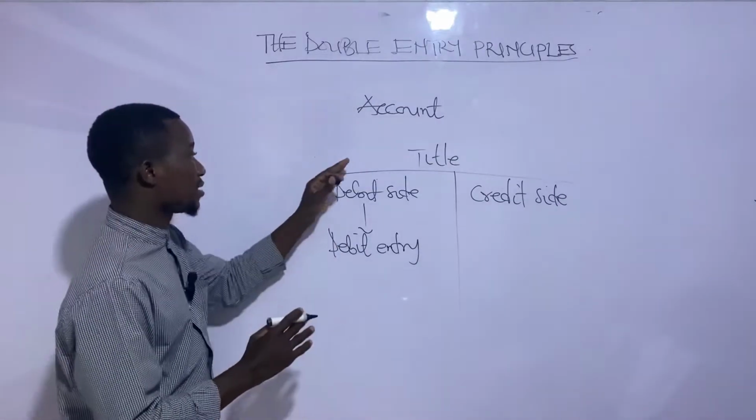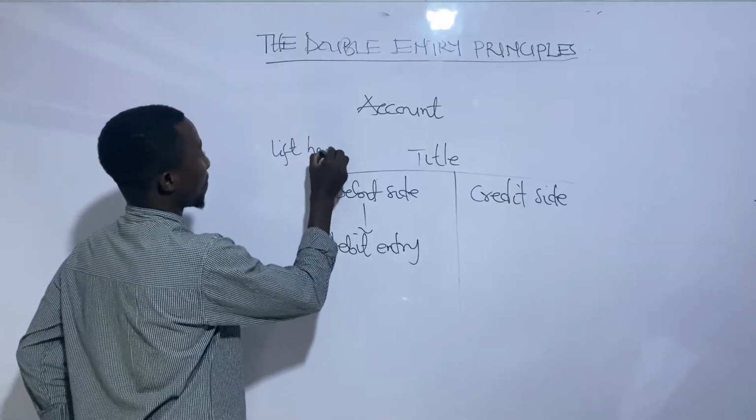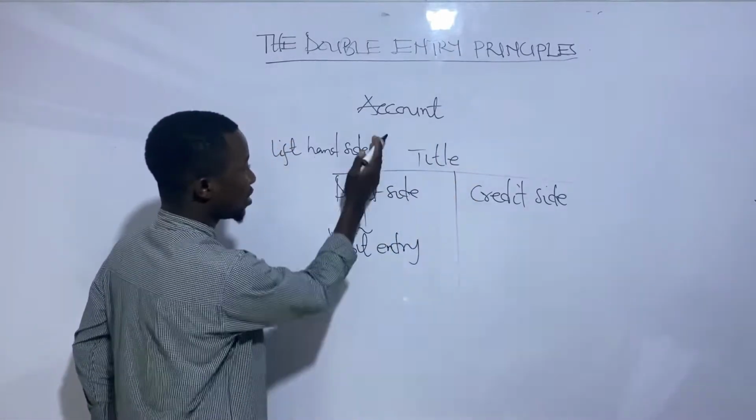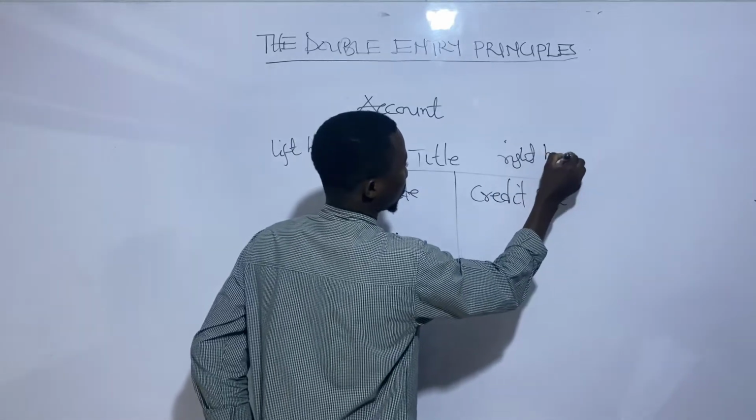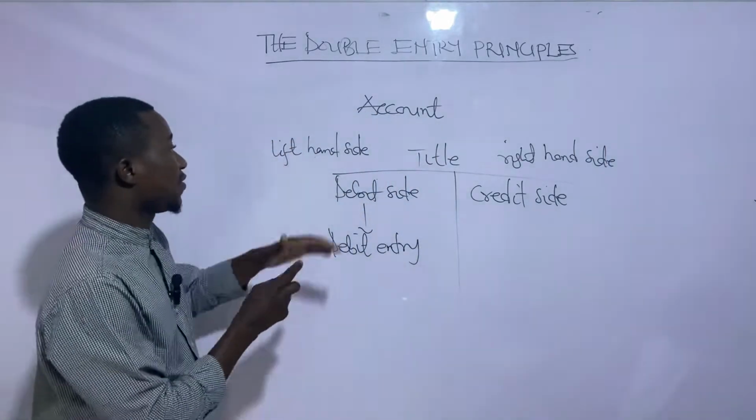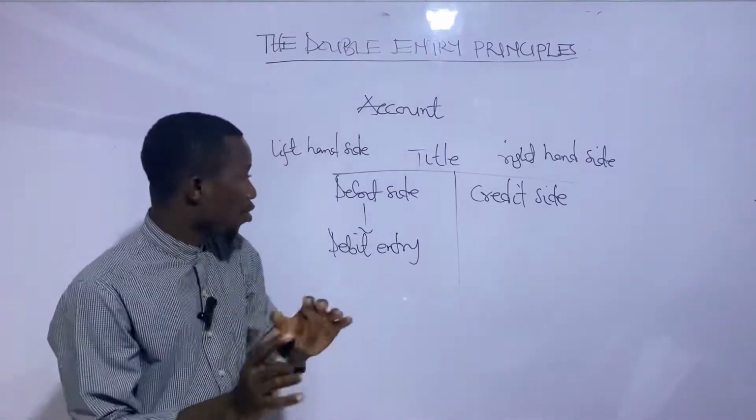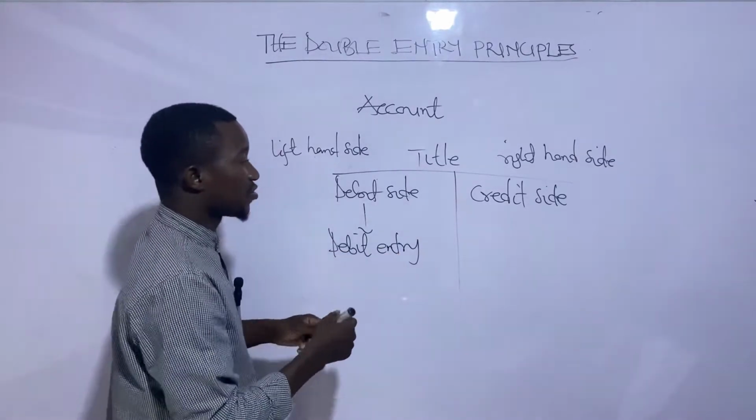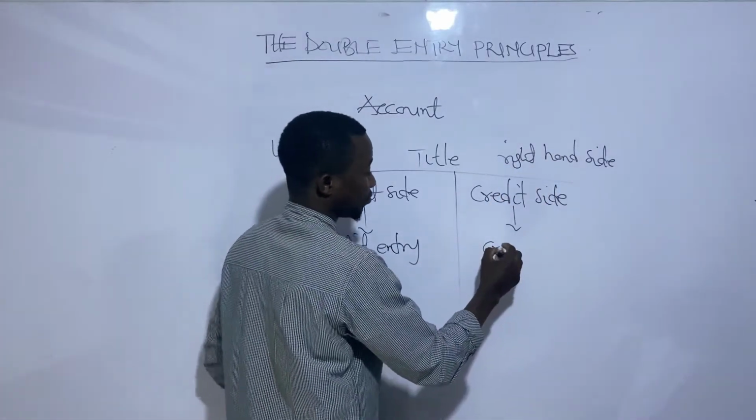So we've established that this side is the left hand side. The left hand side of the account, this side, we've divided it into two. So this side is the left, this side is the right hand side. And we are saying that the left hand side is called the debit side and the right hand side is called the credit side. So if a transaction is recorded at the left hand side of the account, we call it a debit entry. If a transaction is recorded at the right hand side of the account, we call it a credit entry.